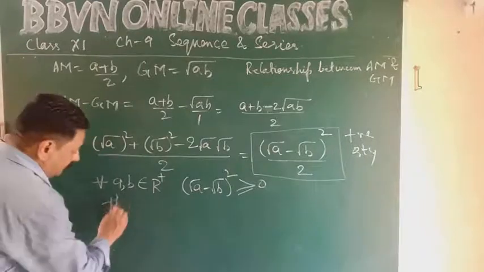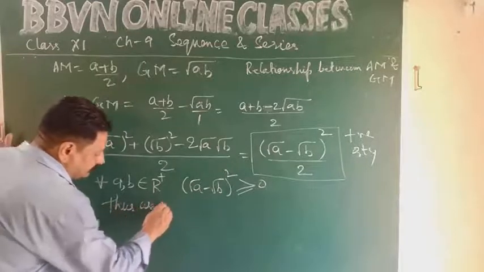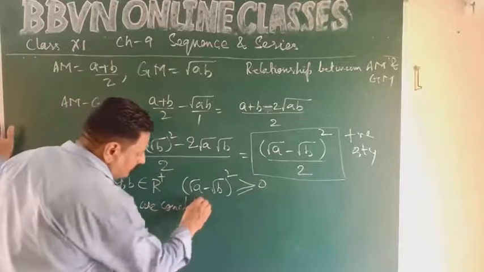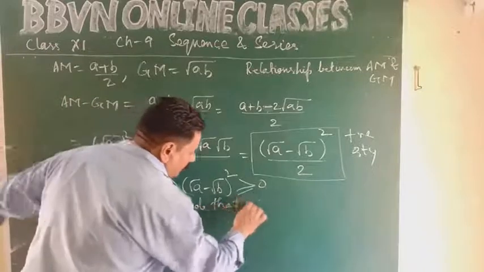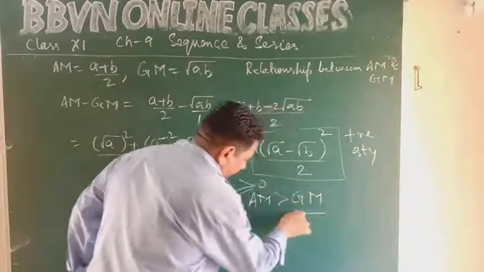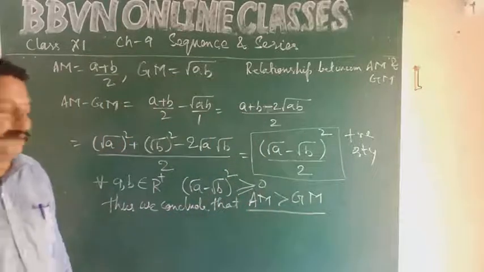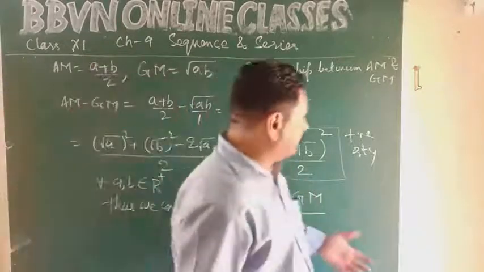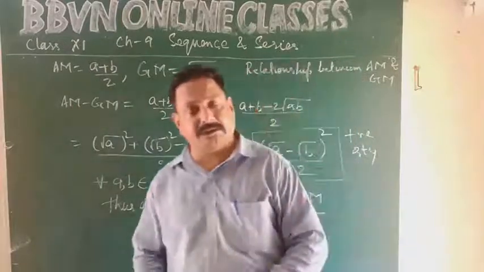Thus we conclude that arithmetic mean is greater than geometric mean. Right children? So we'll extend the topic in the next class. Till then just go through it.